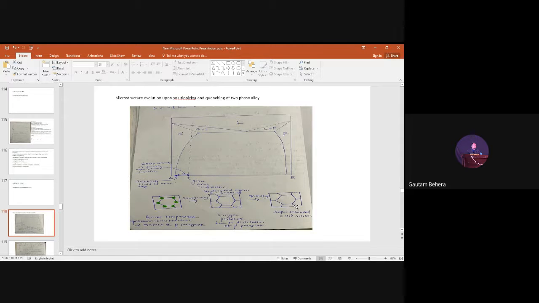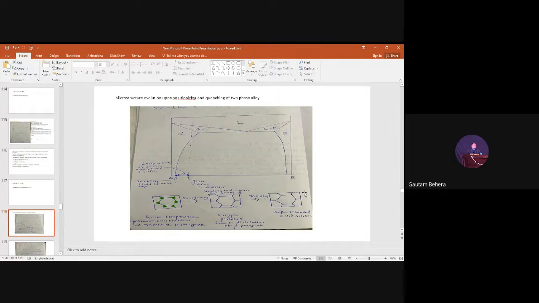There is no second phase particles. But if you allow the material to be there at a relatively low temperature for many hours, for many days, precipitate will start forming in the material. Second phase particles will come out from the matrix. It may form inside the grain, or it may form along the grain boundaries, or it may be uniformly distributed throughout the material. So that process, that name is called what?